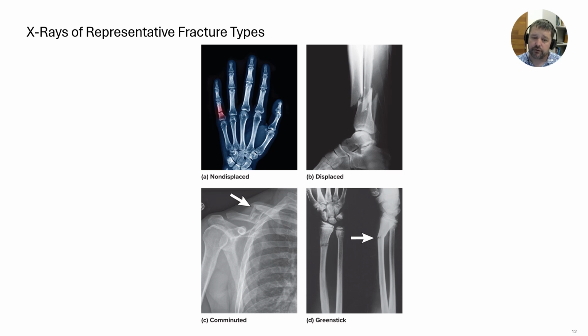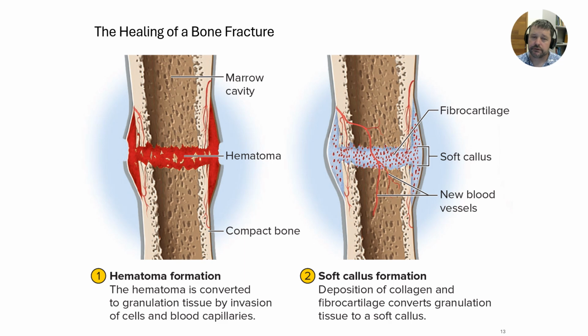Comminuted is going to be broken into pieces. And then green stick, we already talked about this. That's where you have a fracture that doesn't go all the way through, like a partial fracture of the bone. All right. So how's it healed?